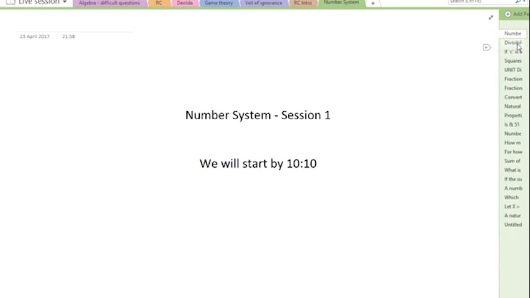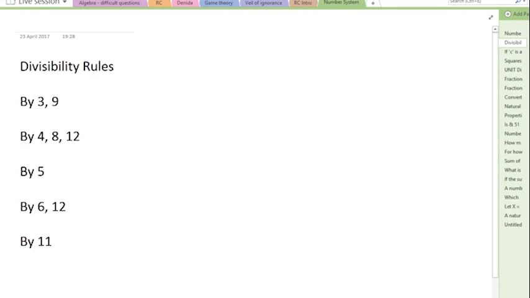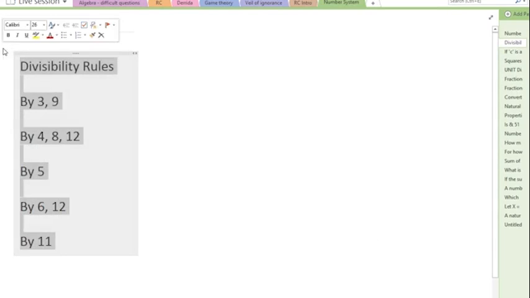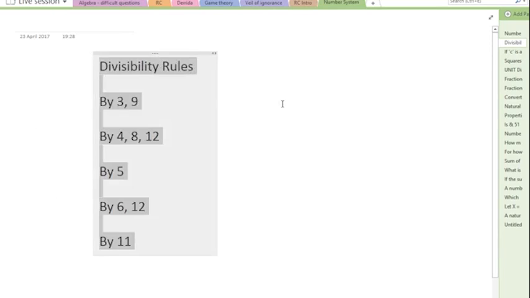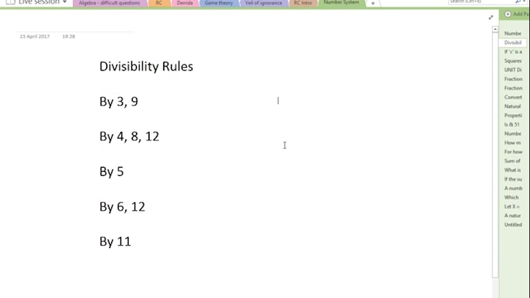So let's get started with divisibility rules. I'm aware that some of the side part of the screen is getting cut off, so I'll try and manage that. Most of you probably know this stuff, so we won't spend a lot of time explaining it. We'll go through it very quickly. How do you know whether a number is divisible by 3 or 9? The digit sum should be divisible by 3 or 9.